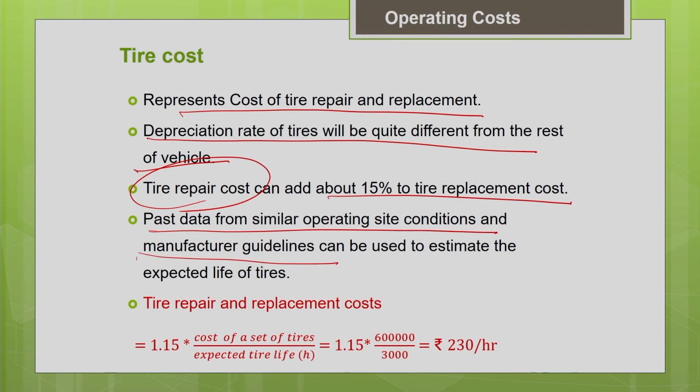Now, let us see how to estimate the tire repair and replacement cost for the previous problem. I am assuming that repair cost will add 15% to the tire replacement cost. So, I multiply 1.15 with the tire cost. The cost of a set of tires is known to you, it is 6 lakh divided by the life of the tire, 3000 hours. It will depend upon the operating condition, and on many factors, even the operator. You can get this information from the equipment handbook or from your past experience. For this problem, the 3000 hours is directly given. So, we can estimate it and find the value as rupees 230 per hour. It is your tire repair and replacement cost.